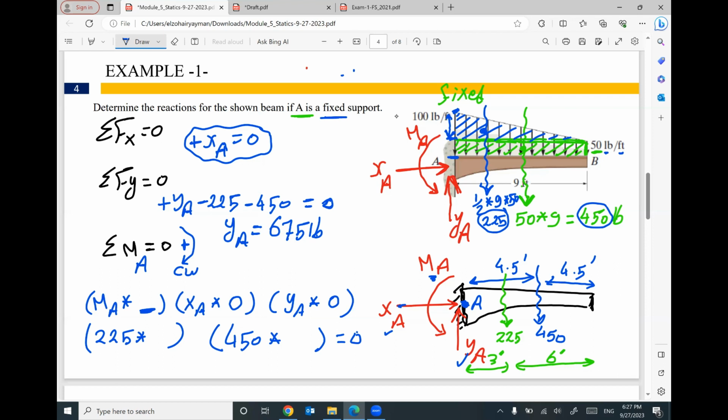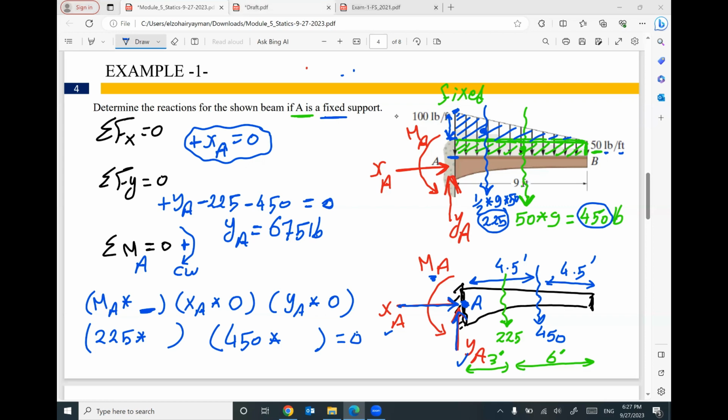You said the distance between XA and A is 0. Looks good. That's right, because XA is located at A. The distance between YA and A is 0, because YA is located at A. We have MA also located at A. So what is the distance between MA and A? Anybody has any answer? Zero? No.